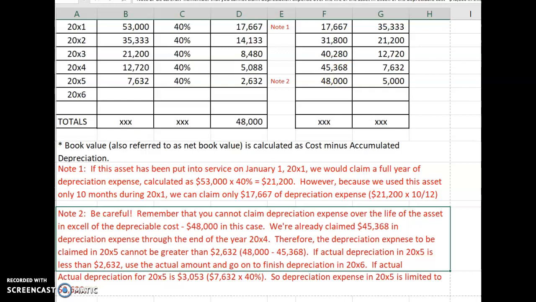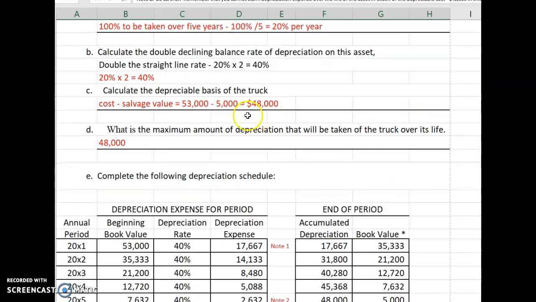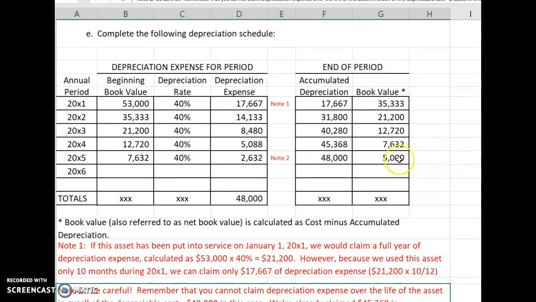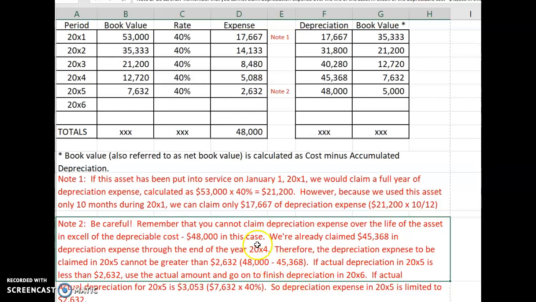The total amount that we can claim, that's why we did these calculations up here, is $48,000. We cannot exceed $48,000 in depreciation expense. Therefore, in X5, the maximum amount of depreciation we could claim is $2,632. Maximum of $48,000 minus the amount claimed through X4.